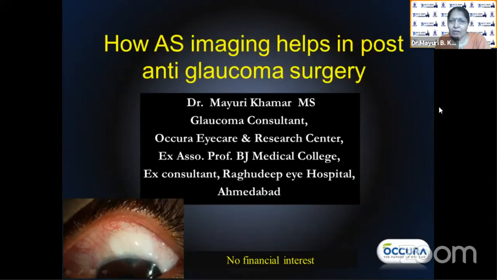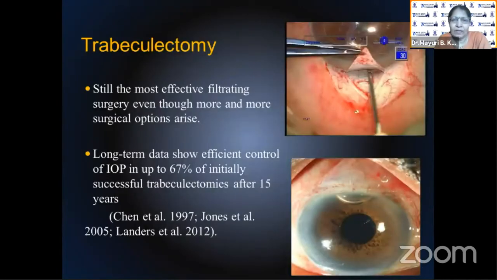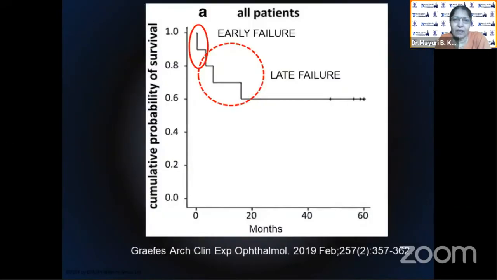I will be talking on how anterior-segment imaging is helpful in evaluating the post-antiglaucoma surgery patients. Trabeculectomy is still the most effective filtering surgery, even though more and more surgical options are arising these days. The long-term data show efficient control of intraocular pressure in up to 67% of initially successful trabeculectomies after 15 years. This study has shown that.